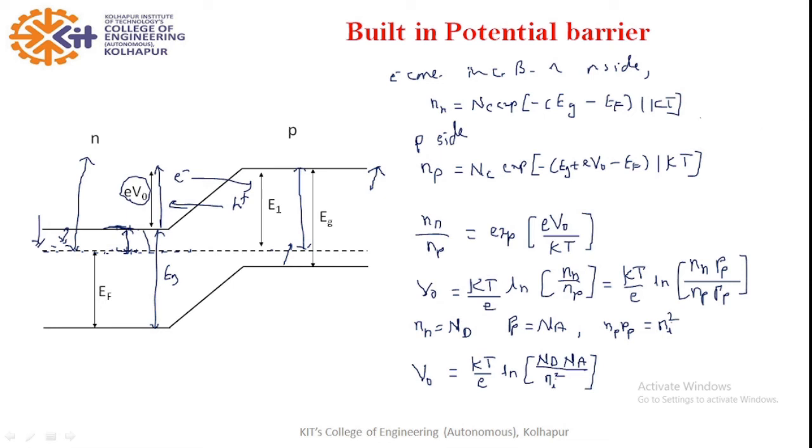Okay, now see this equation. We may call this equation 1. It is the number of electrons on the n side. These are majority carriers. Out of these electrons, only the fraction of electrons that have energy greater than EV0 can cross the junction and give diffusion current.